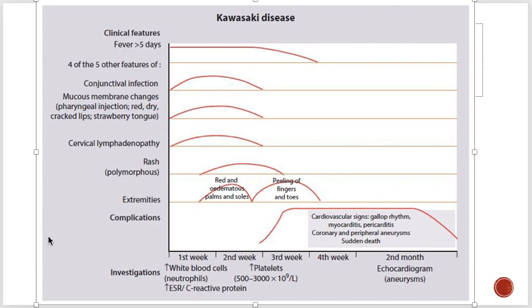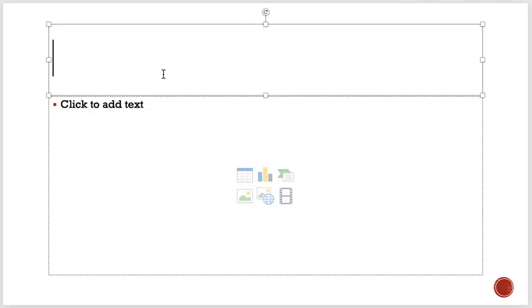Now, how do we manage this condition? Okay, see, at the end of the second month, what is written over here, you need to do an echocardiogram. Why? Because you have to see whether they have developed any complications or not, like aneurysms. Now, guys, I will tell you the management of this condition.